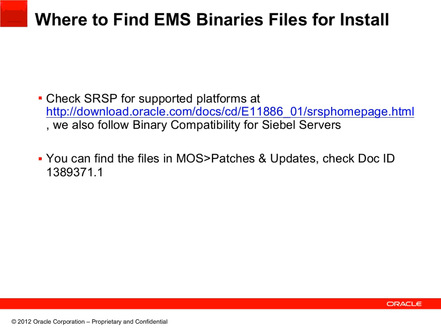Moving into the installation part, the first and foremost thing is to check the SRSP guide, the Siebel guide, to understand the supported EMS version for your Siebel version. As we have seen in the past, EMS interacts in a different way with Siebel for different versions. So you need to identify the correct EMS version for your Siebel version. You can download the EMS installation files from the Oracle Support Portal under the Patches and Updates tab.